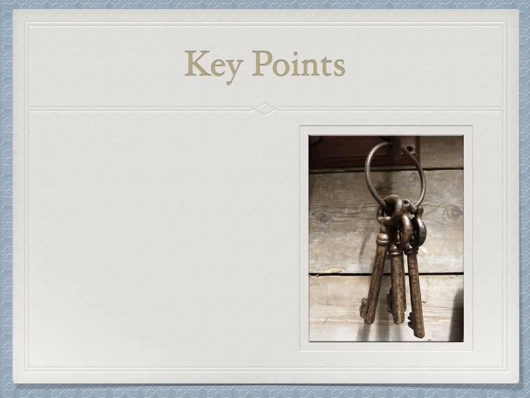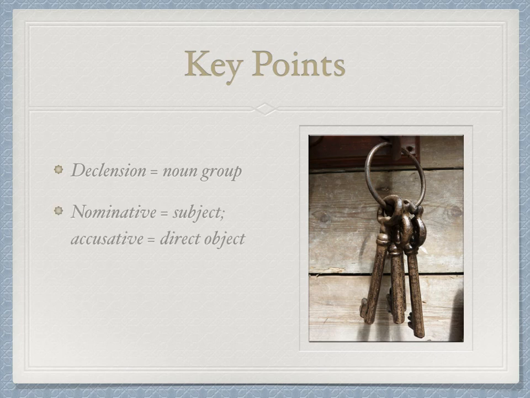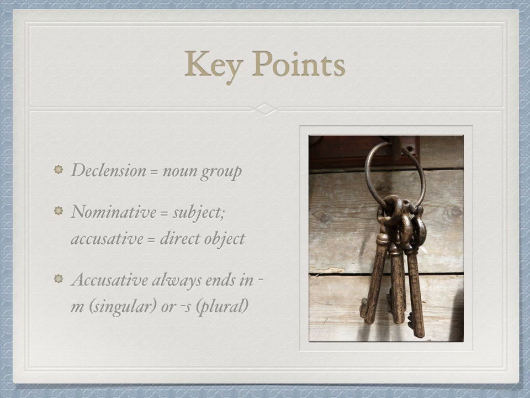So just to recap the important points from this video. Number 1, declension is a group of nouns with similar endings. Number 2, we use the nominative for the subject of the sentence, the noun doing the verb. The accusative is undergoing the verb. And we can easily recognize the accusative because it always ends in M for a singular noun and S for a plural noun. Easy.